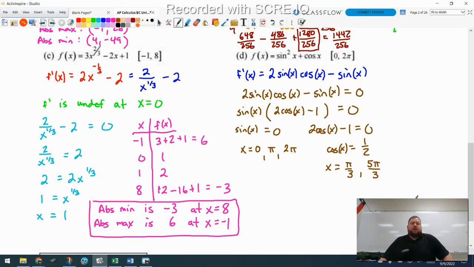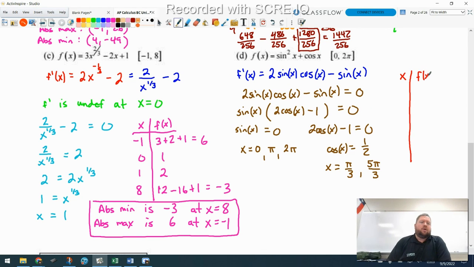Okay. So we have 5 values. It turns out that our endpoints were also part of our critical point list. So we got a little bit of overlap there, which definitely happens sometimes, as you can see. And so we will just put these, and again, I like putting them in order. You don't have to put them in order, but it's nice to kind of keep things in an order. So 0, and then pi over 3 would be next, and then we have our pi and our 5 pi over 3, and then 2 pi to finish it up.